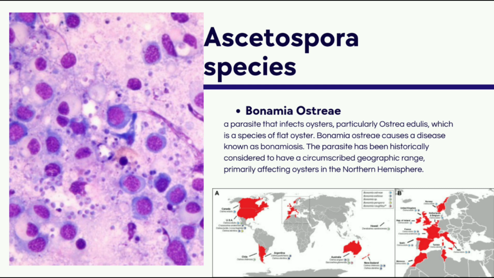It is a parasite that infects oysters, particularly Ostrea edulis, which is a species of flat oyster. Bonamia ostreae causes a disease known as bonamiosis. The parasite has been historically considered to have a circumscribed geographic range, primarily affecting oysters in the northern hemisphere.